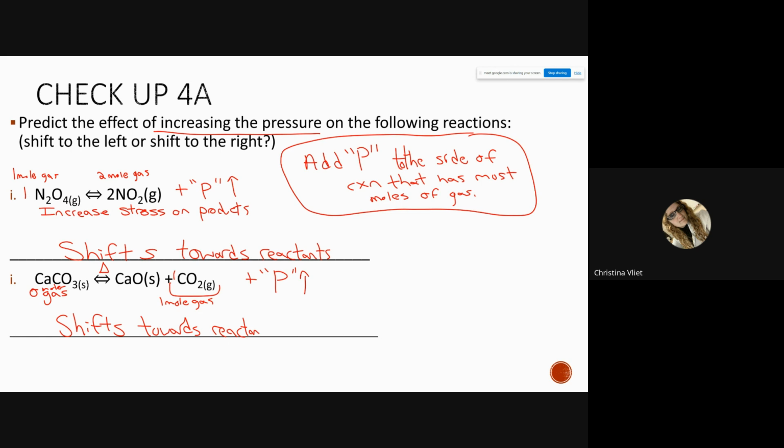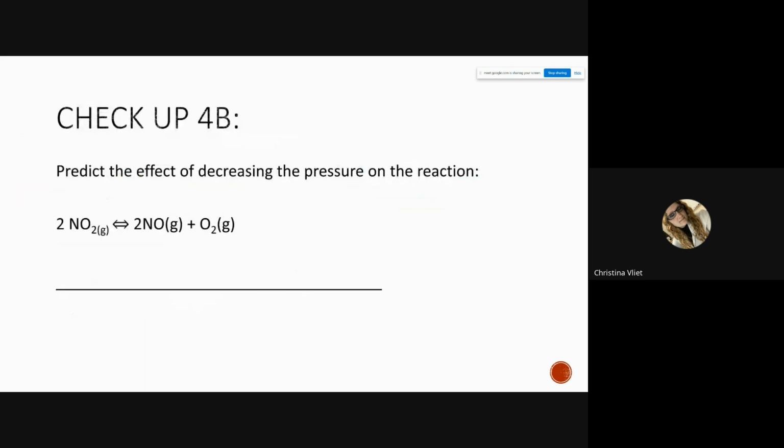So we have now looked at the effect of changing the concentration. We could change the concentration of a reactant or a product to change the direction of equilibrium. We know we can change the pressure if we've got gases. And so the last thing to analyze is the temperature. Like I said, this one's the most complicated to recognize. Before we get there, let's take a look at one last one. Predict the effect of decreasing the pressure.